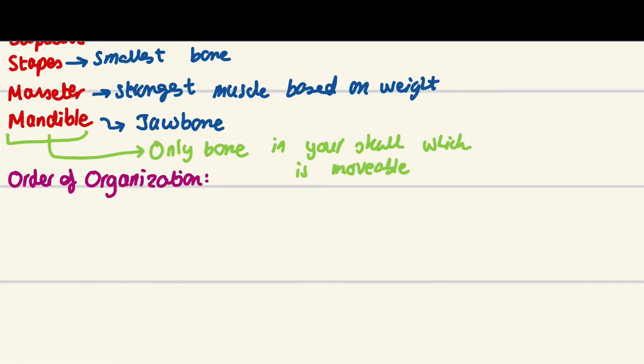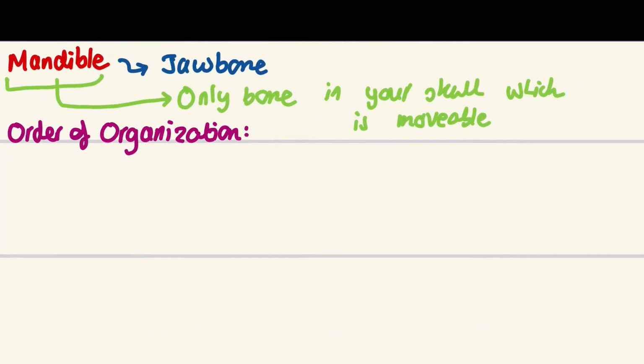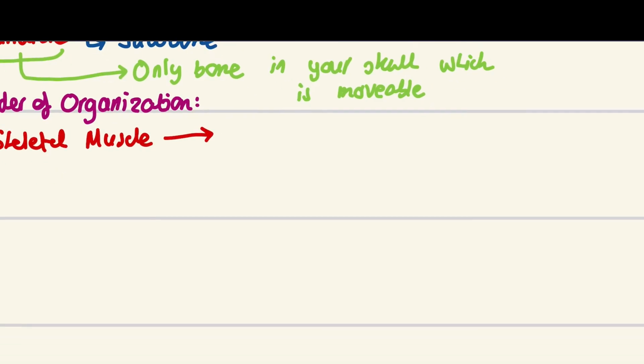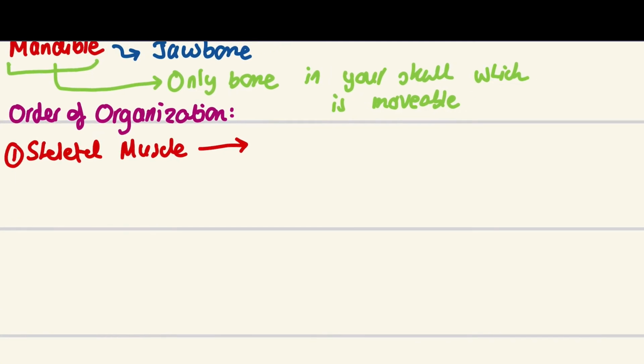All right, order of organization. Again, nothing difficult, nothing new, but I just want to cover all bases if you're doing this. All right, so guys, skeletal muscle, let's say we're talking about our bicep. Skeletal muscle will first be divided into muscle bundles. And what are muscle bundles? Muscle bundles are your fascicles.